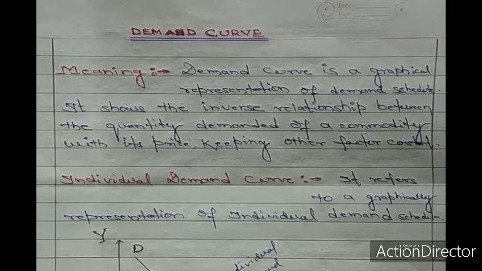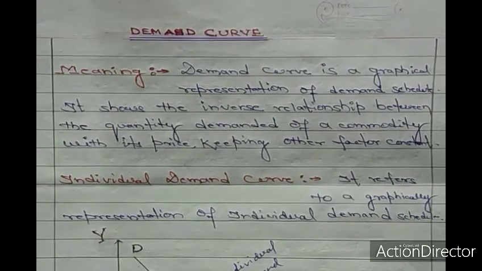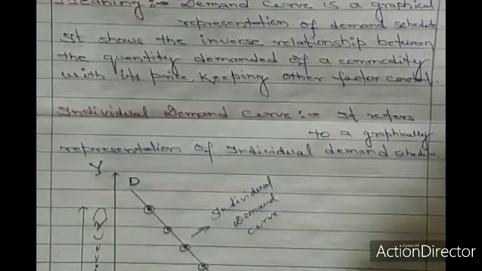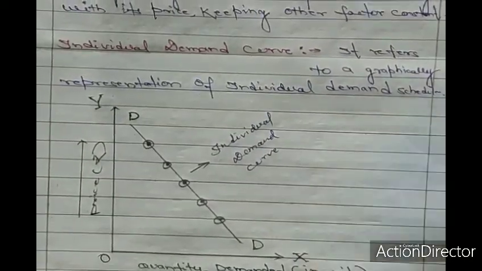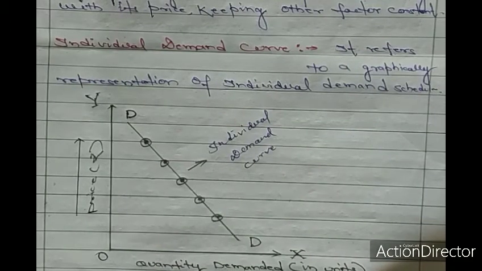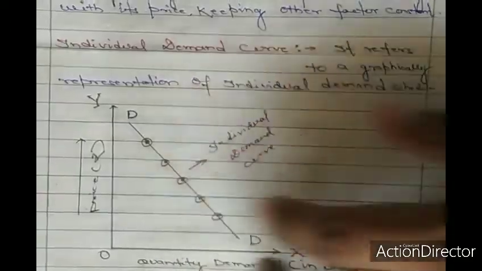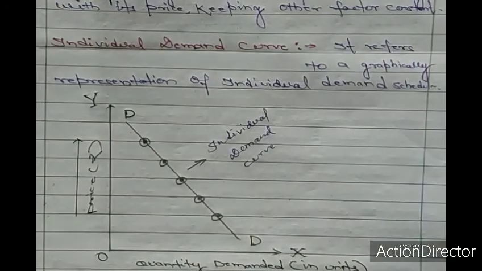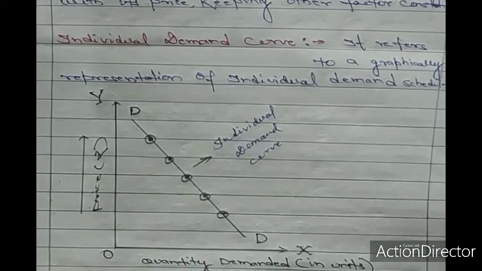In the same way, as we have two demand schedules, the individual demand schedule and the market demand schedule, we also have two curves, the individual demand curve and the market demand curve. So let us understand, just see on the screen, what is the individual demand curve. Individual demand curve is a graphical representation of the individual demand schedule.